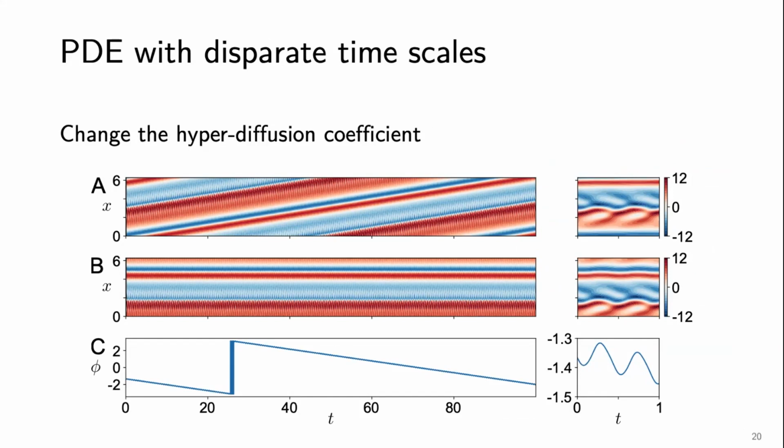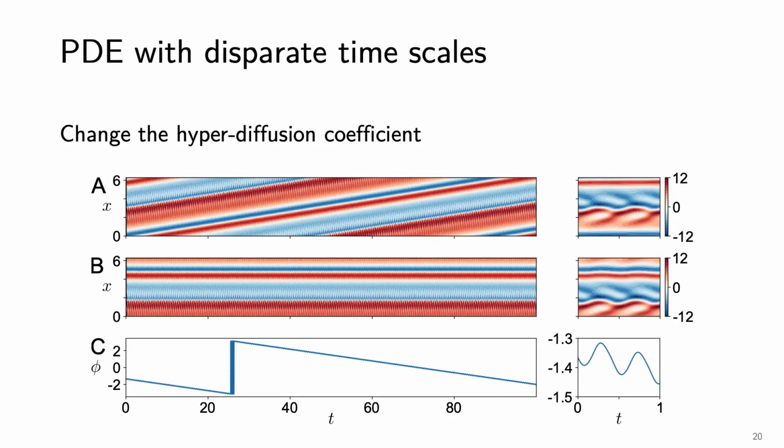And if you zoom into a much smaller time window, which is shown in the upper right here, you can see that we also have this much faster beating dynamics. The beating period is about 0.5 time units, and this drifting period is about 100 time units. So now we have these 2 very disparate time scales. Now we're dealing with this multi-scale problem.